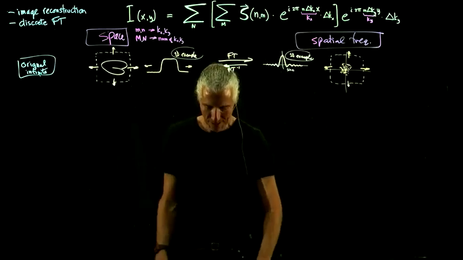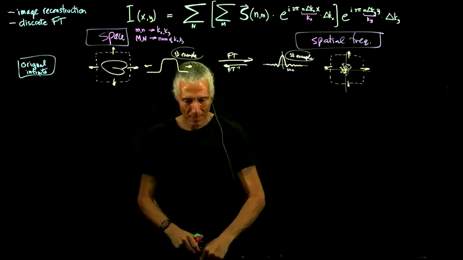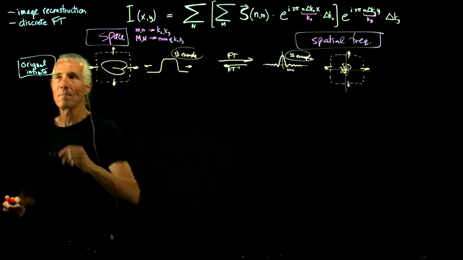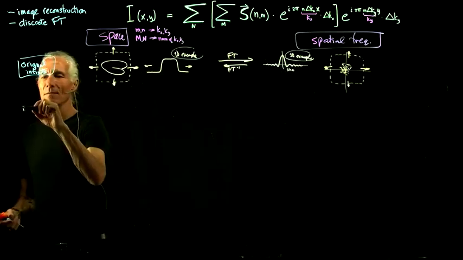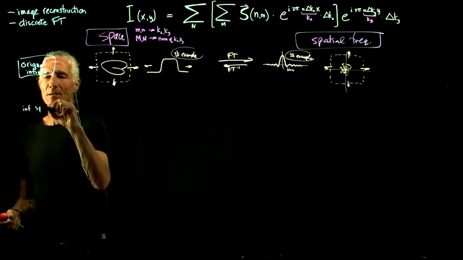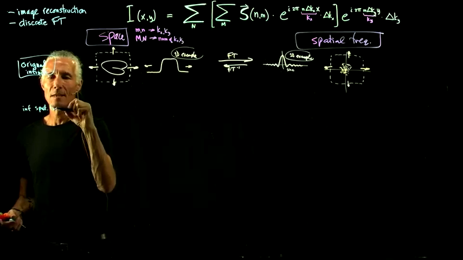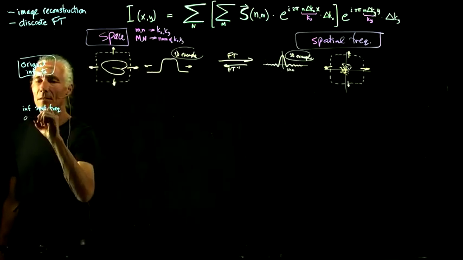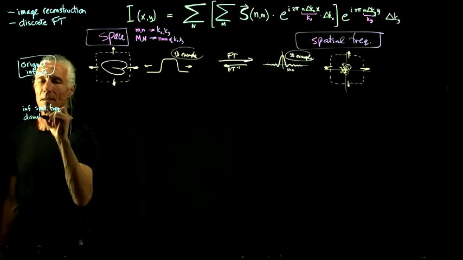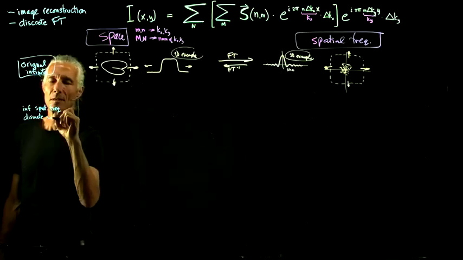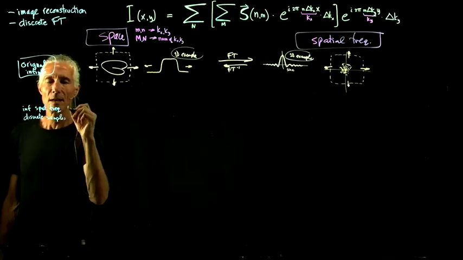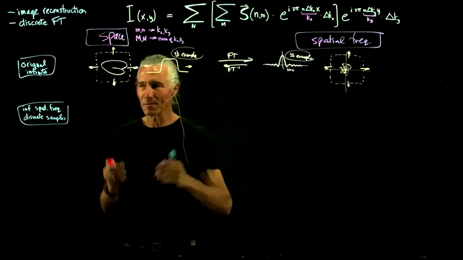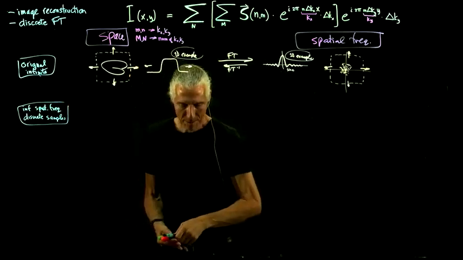So now what happens? This is kind of the most counterintuitive part. So what if we go out to infinite spatial frequency, but discrete samples? So now what we do is we go all the way. We're still going out to infinity, but we're only sampling.